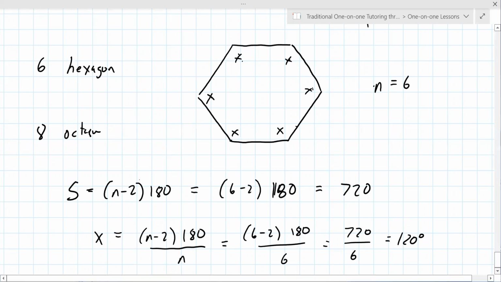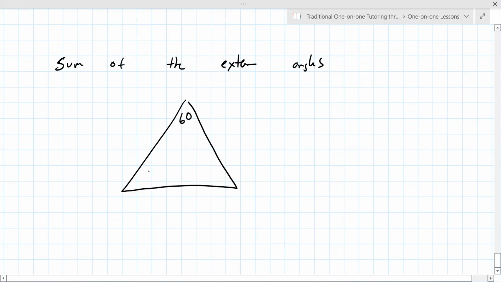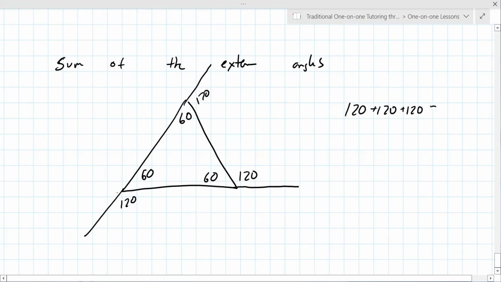Now the exterior angles, the sum of the exterior angles. Let's look at the triangle as our baseline. These are all 60 in a regular polygon. The exterior angle here is 120. This exterior angle is 120. I got that one the wrong direction, but that one's 120 as well. So the 3 exterior angles add up to 360.